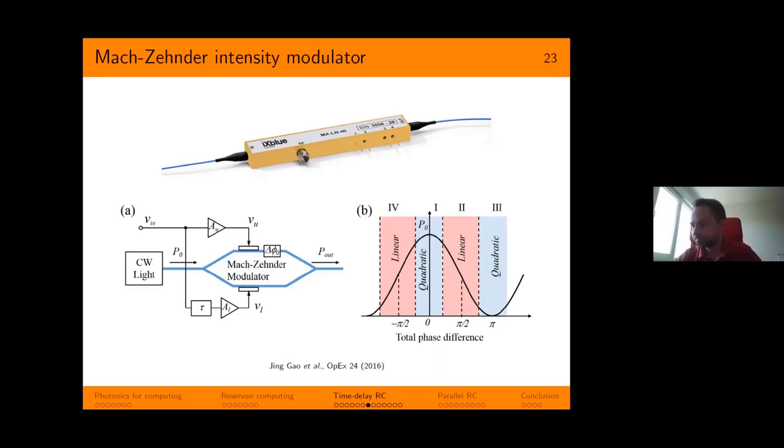The key notion for reservoir computing in this case is that the transfer function from voltage applied to the RF port to optical amplitude is not linear, it's sinusoidal in the case of the Mach-Zehnder modulator, and it is illustrated on this graph. It's actually linear or slightly nonlinear when the modulation signal is weak, and it becomes quadratic for high modulation voltages. So the Mach-Zehnder is an optical device with a nonlinear transfer function that can be used as the activation function for the virtual nodes in a time delay system.